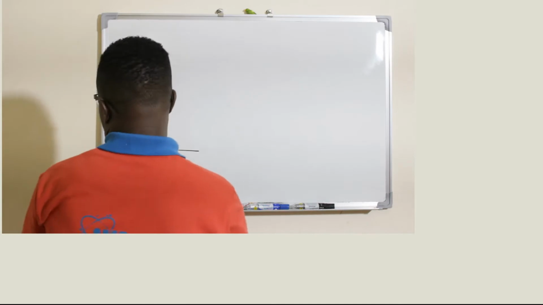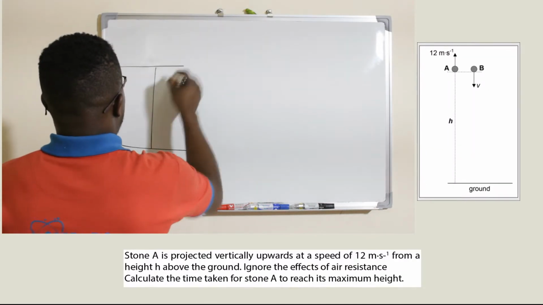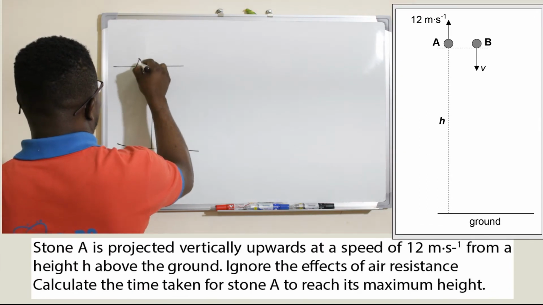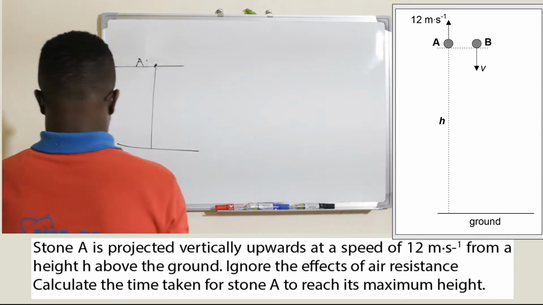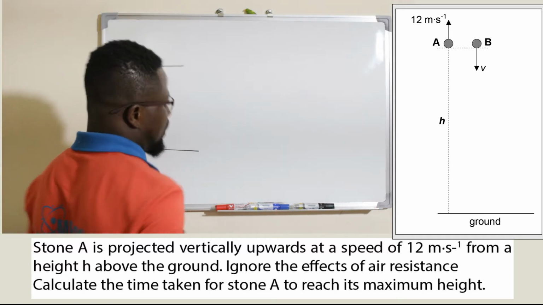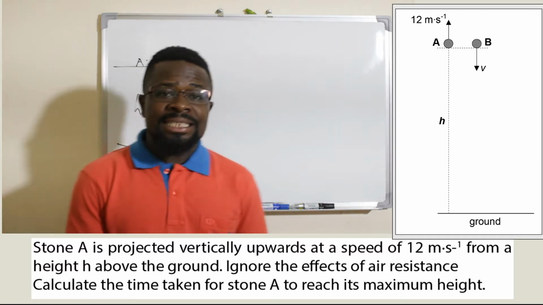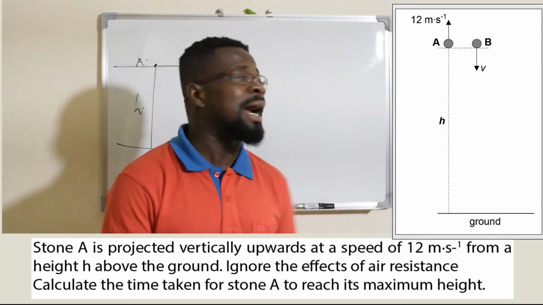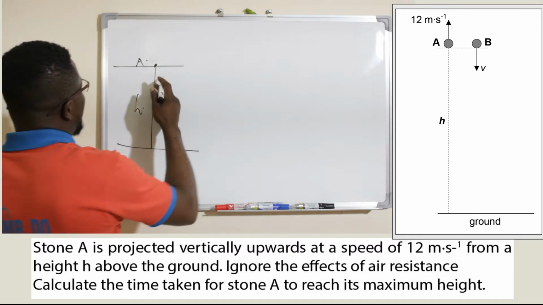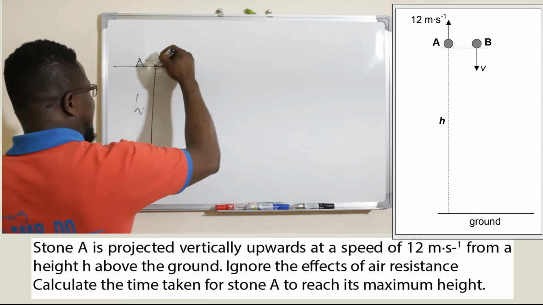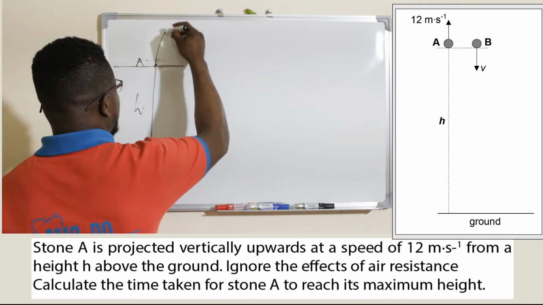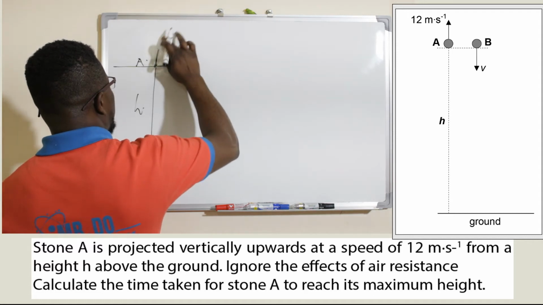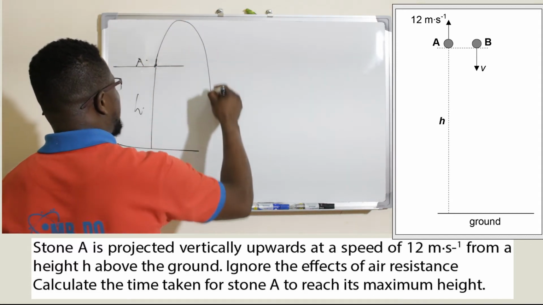So here is my ground level, and this is the point of projection, and the point A is on the side, so A is here. This is the height h which was given. The h value is not yet determined, so it is unknown to us. We were told that the ball has been projected vertically upwards, so it went up this way until it got to a point of momentary stop, and then from there it returned back to the ground.